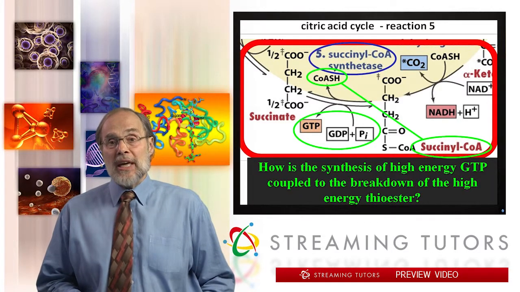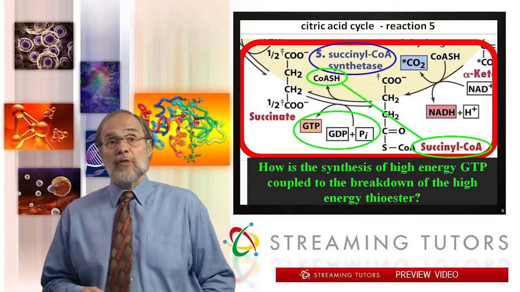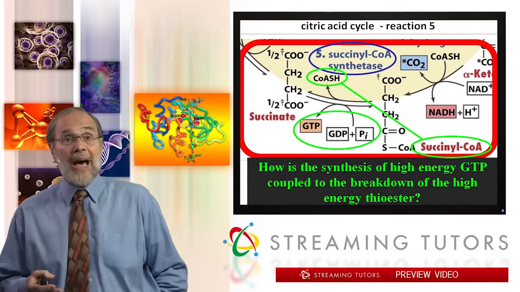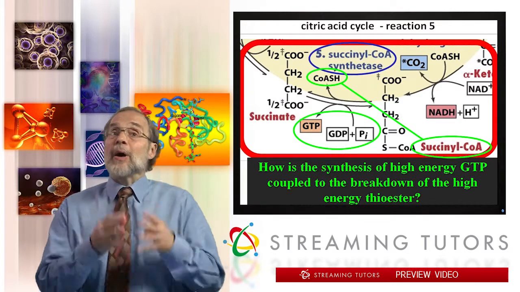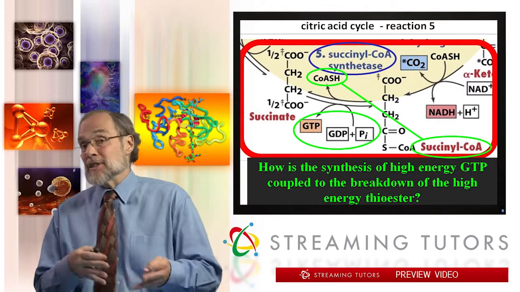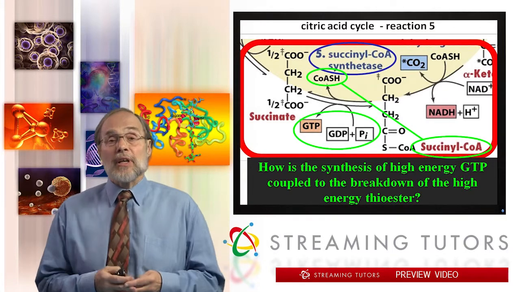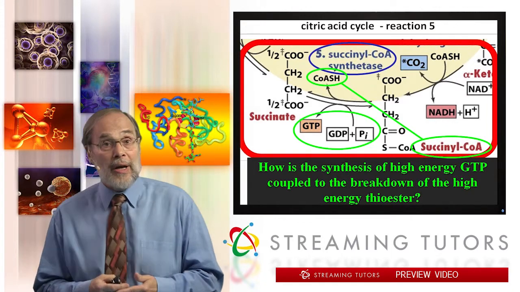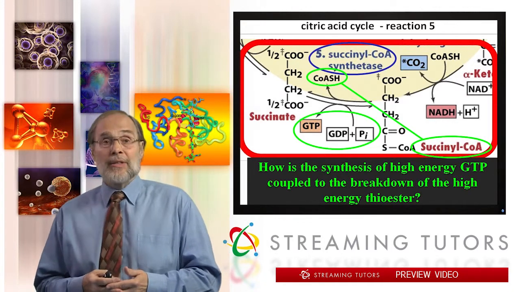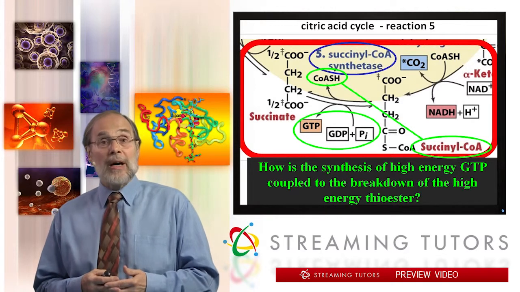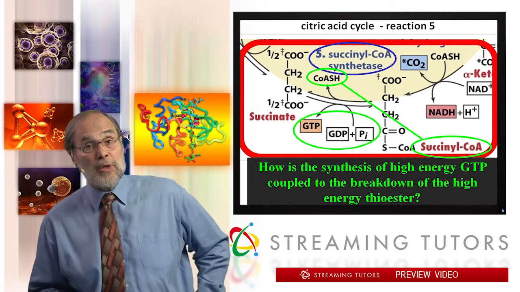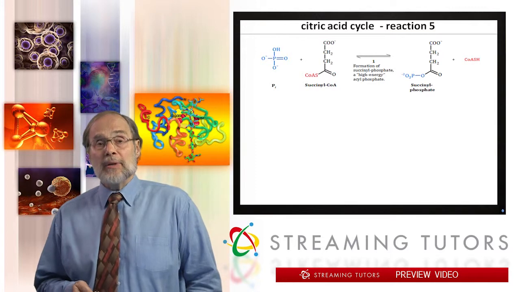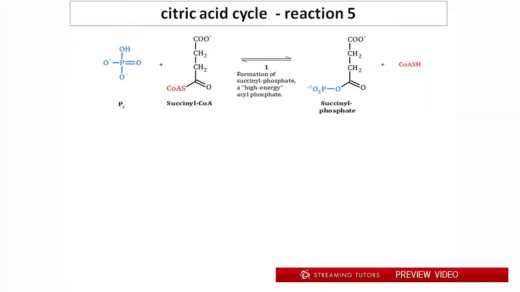Notice that it's releasing CoA from succinyl-CoA. So it's hydrolyzing that high-energy thioester linkage between succinic acid, succinate, and CoA, and it's turning that into a phosphate anhydride on GTP. So that's a cool trick, and now let's look at how you can actually arrange to do such a thing. So let's zero in on the reaction mechanism and look at it carefully for a moment.